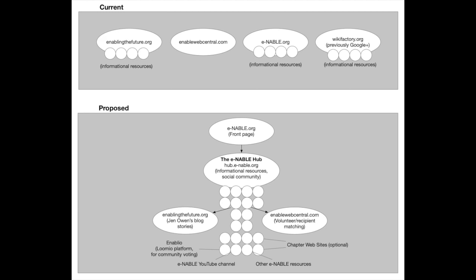And the e-NABLE Hub is the primary site that would be used for collaboration and messaging, as well as for providing most of our informational resources all in one place. That site could then link off to the other sites as needed. So if we do need to send people over to the blog stories on enablingthefuture.org or send people over to Enable Web Central, we would link to those resources from the e-NABLE Hub. So let's go ahead and take a look at this platform.